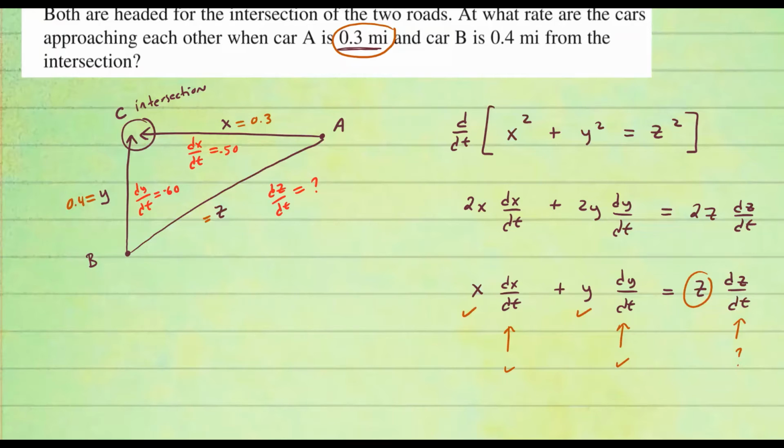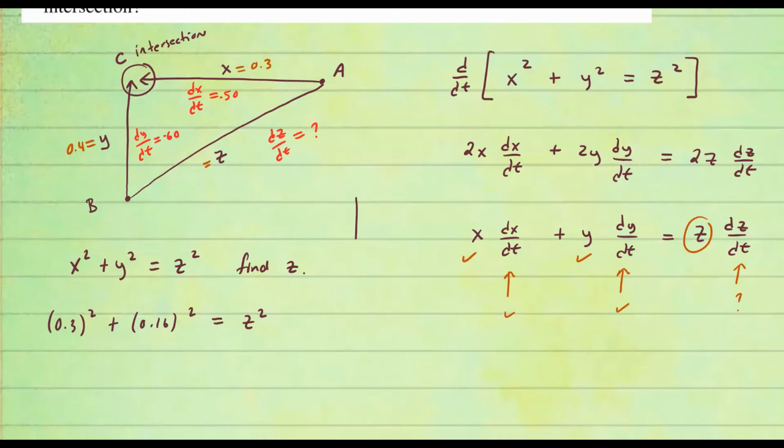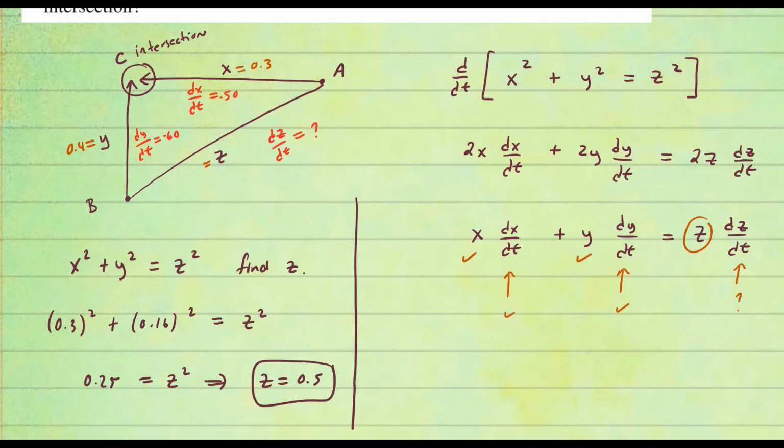Going back to the Pythagorean theorem one more time: x squared plus y squared is equal to z squared. Using this, we can find z. x is 0.3 squared, y is 0.4 squared, equals z squared. If you add them up, you get 0.25 is equal to z squared, which means z happens to be 0.5. So that's z. Let's substitute these into our formula.